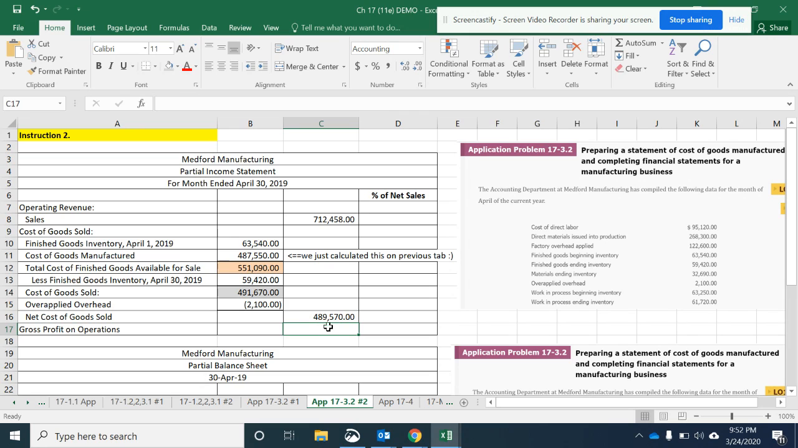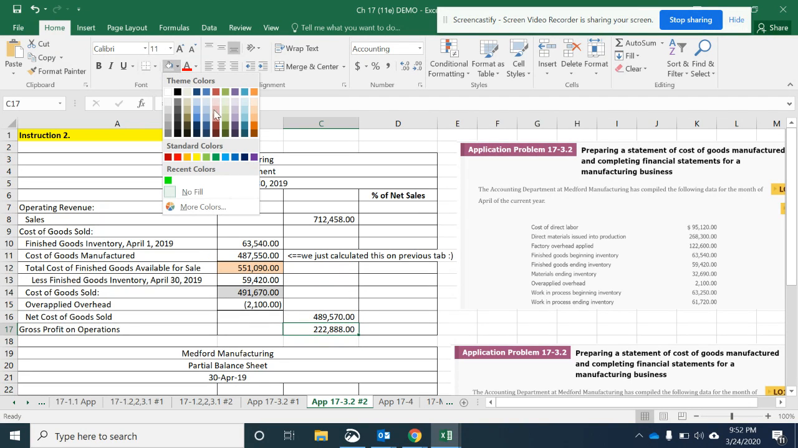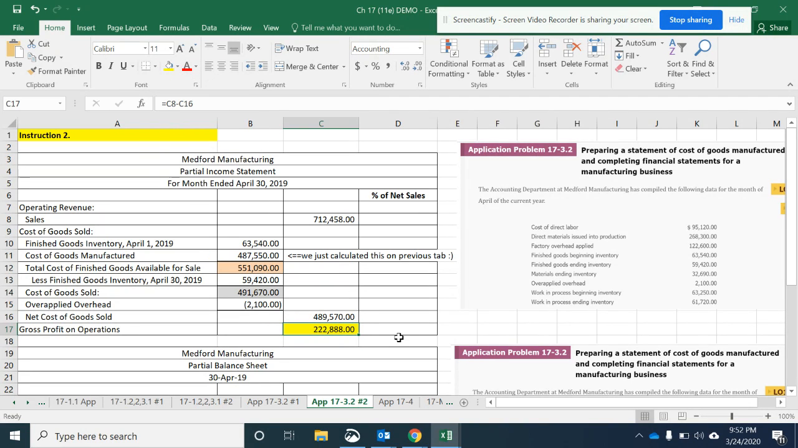We're going to subtract out our sales less our cost of goods sold gives us gross margin or gross profit. So equals the 712 minus 489.70. Bingo. 222,888. That's our answer right there. So let's make that a little yellow. And there we go. Okay.